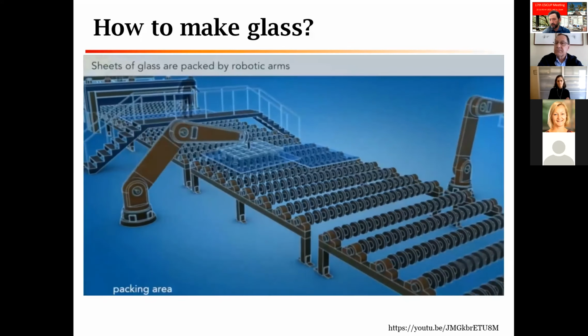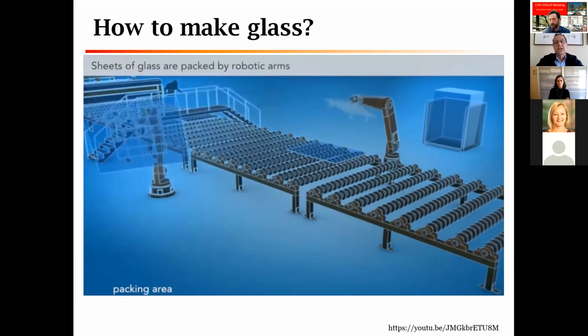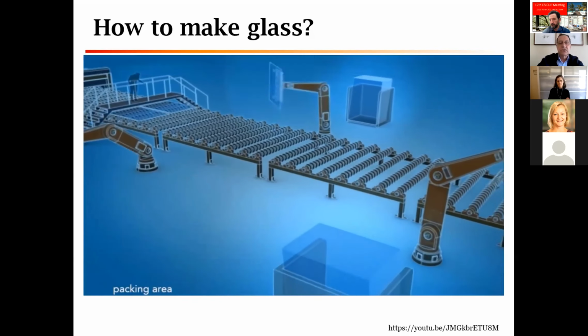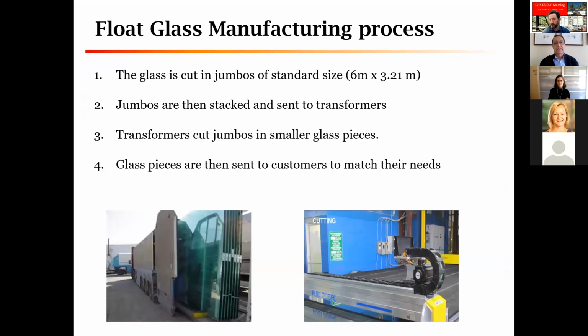So our cutting process starts here when the jumbos have been cut. So summarizing, the glass is cut in jumbos of standard size, 6 meters long and more than 3 meters high. They are stacked in the order they are taken and sent to the cutting part, in which these big pieces are cut into small pieces to meet the customer's demands.